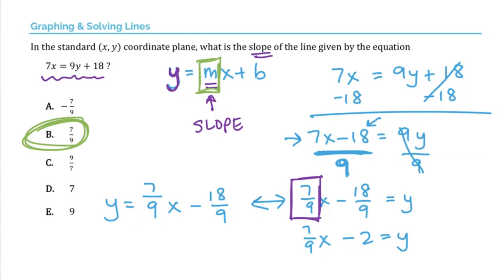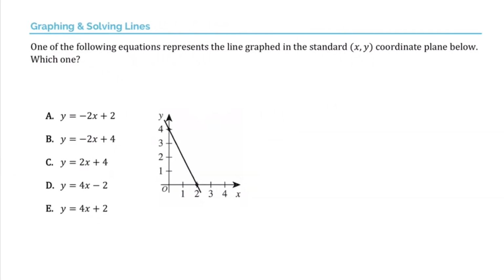Okay, so that first question, again, just gave us this very good introductory review. When you have the equation of a line in slope-intercept form, that m in front of the x is the slope. All right, so for this next one, it wants to know which one of these equations represents the line that they've given us that's graphed below. So we have to look at this line and figure out which equation, A, B, C, D, or E, is the equation for the line.